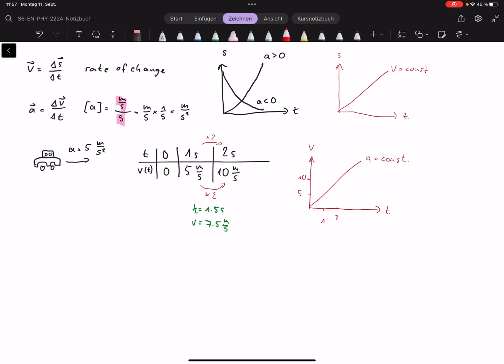Now we can derive a formula that describes this graph, and this also has a connection to that formula here. So if we multiply by t, we see that v is equal to a times t. Now you might ask where the t is. This formula applies only to motion where a is constant but not 0.